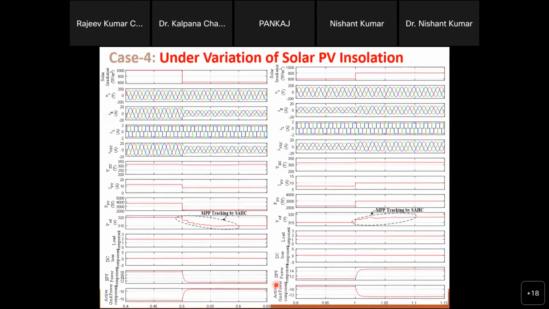Also, you can see the same thing tested under load and solar variation conditions. Solar variation means the solar irradiance has gone down or has increased. When the irradiance is low, the power generation is low, so the grid current is also low. But yes, the load will not be disturbed, it is a total nonlinear load.